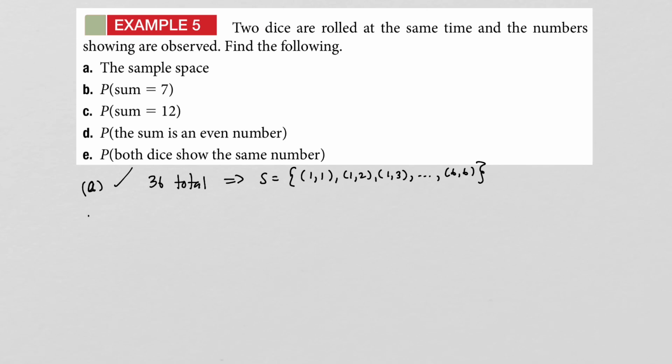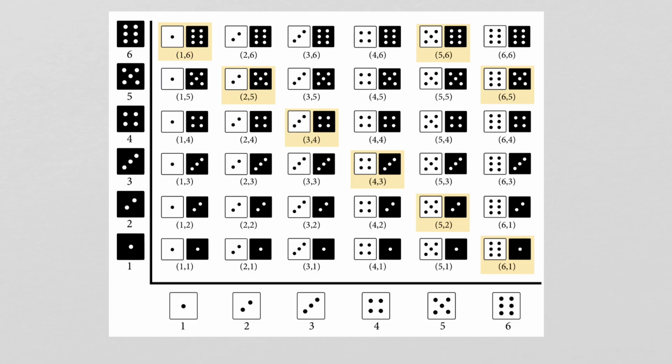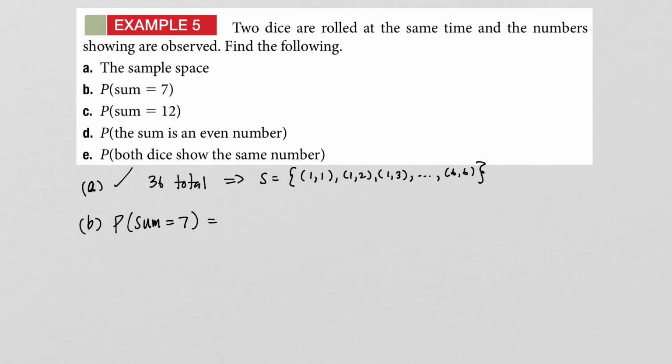Now let's focus on part B. What's the probability that the sum is equal to 7? Well, if you remember, there were 6 possible ways that you could roll a 7 out of a total of 36 possible ways that the 2 dice can land.